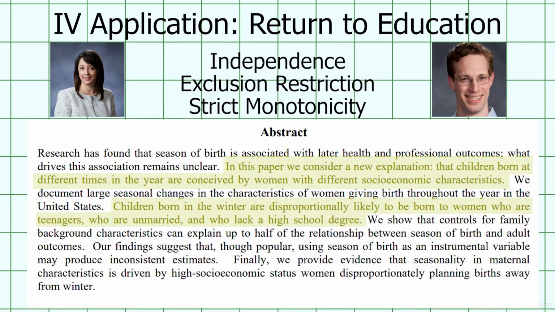This opens up numerous channels aside from education for the season of a person's birth to affect income, violating the exclusion restriction. If lower income mothers disproportionately give birth in the first quarter of the year, then quarter of birth affects both education and ability, and the two-stage least squares estimates are just as biased as the OLS estimates.